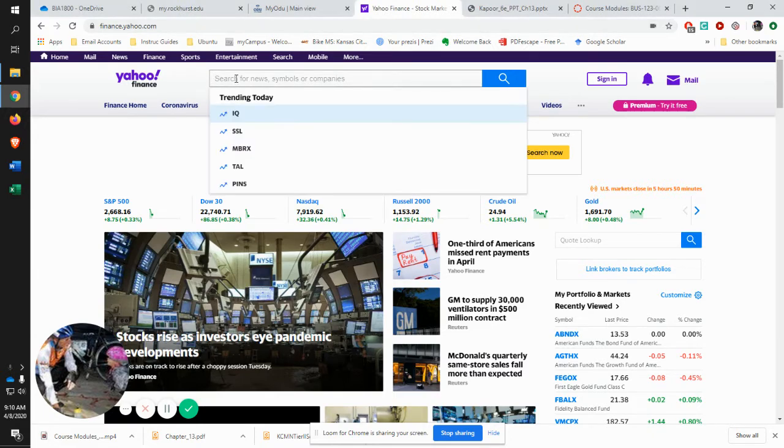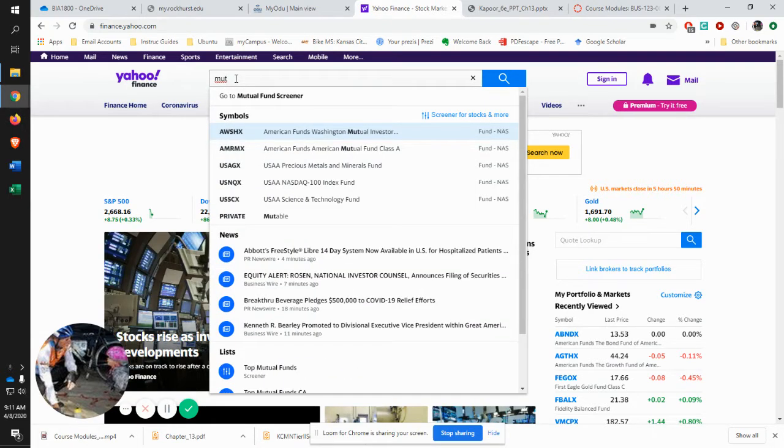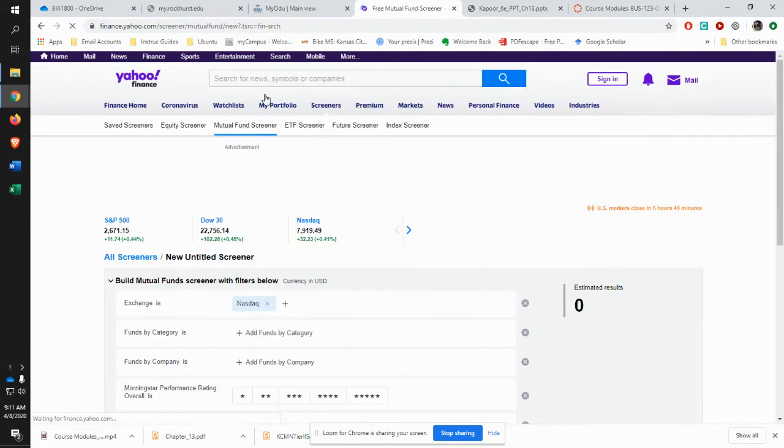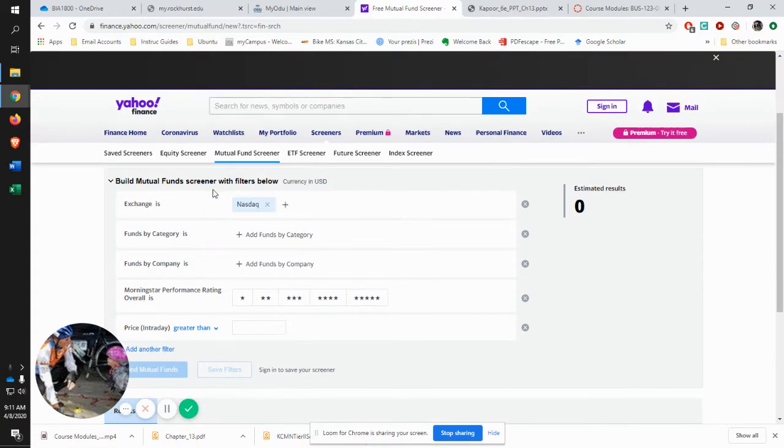And what you do is in the search bar, just start typing in mutual fund. And you'll see that it'll come up with this mutual fund screener. That's what you want right there. So you click on that. And what it's going to do is it's going to give you an opportunity to put in various things to look for as far as mutual funds are concerned.